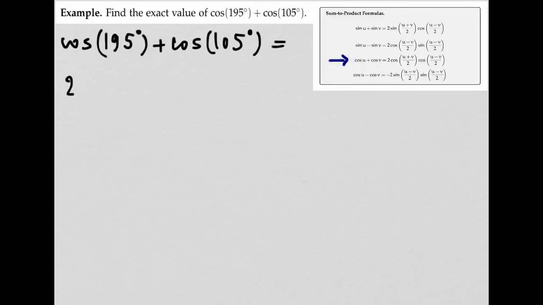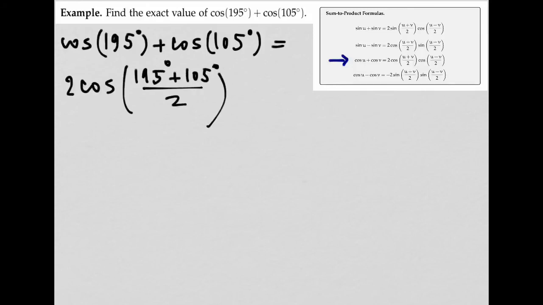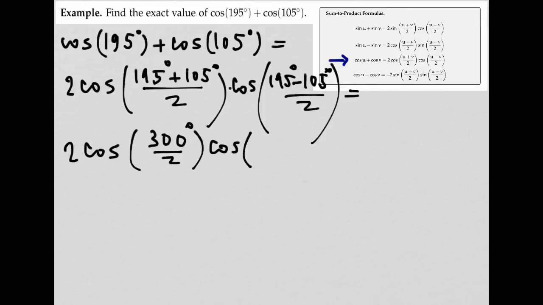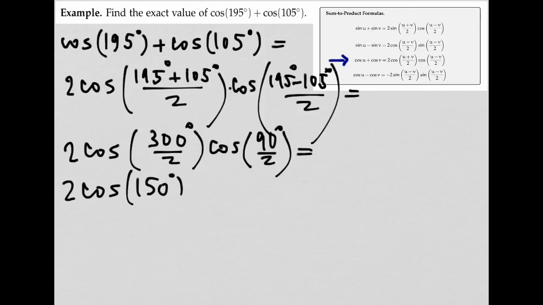is equal to 2 cosine of (195 plus 105) over 2 times cosine of (195 minus 105) over 2. That's equal to 2 cosine of 300 degrees over 2 times cosine of 90 degrees over 2, which in turn equals 2 cosine of 150 degrees times cosine of 45 degrees.